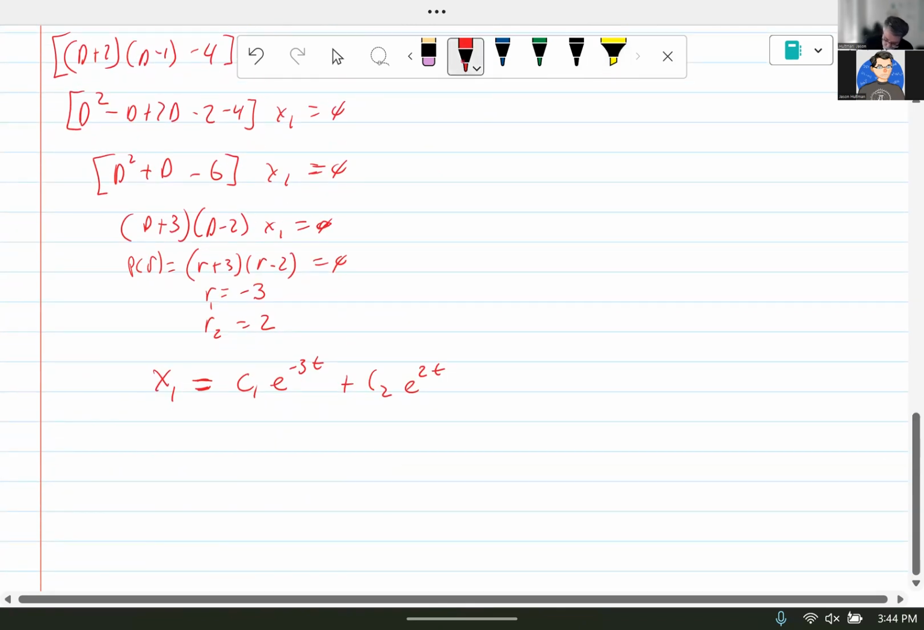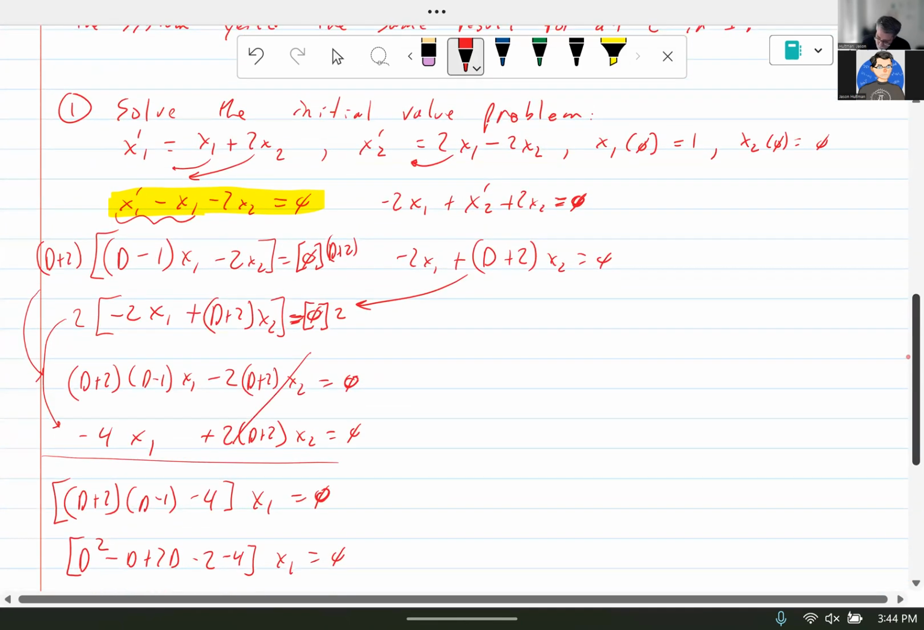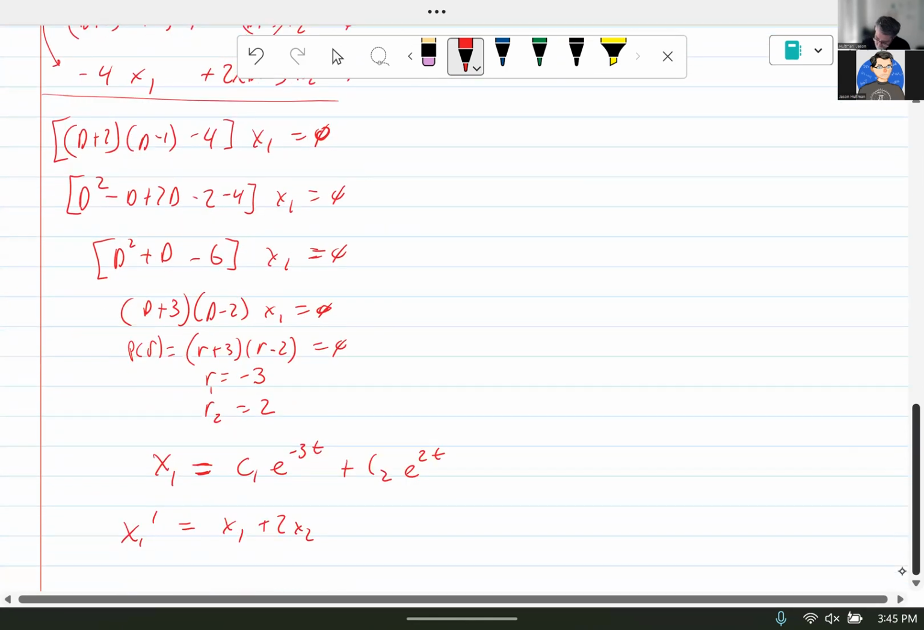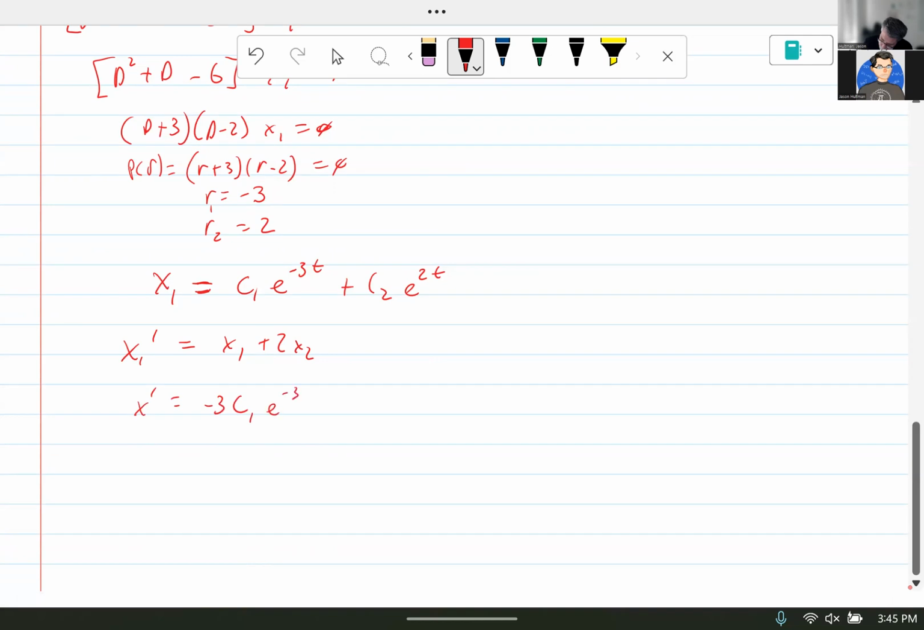Okay, so we have x1 prime is equal to x1 plus 2x2. Okay, that was one of my original equations. So what is x1 prime? Okay, x1 prime is equal to negative 3c1 e to the negative 3t plus 2c2 e to the 2t. Now that I have x1 and x1 prime, I could solve for x2.